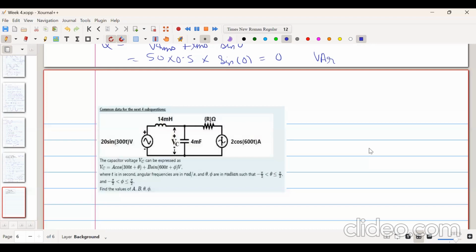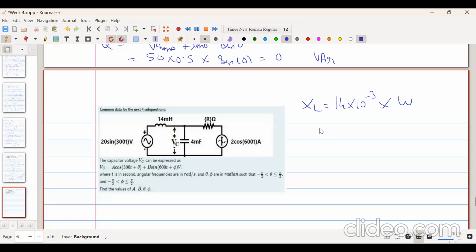It is not allowed. And you know why? Let us consider the impedance XL. XL is 14 into 10 to the power minus 3 into omega. For the voltage source, omega will be 300. For the current source, omega is 600. So the impedance will keep changing depending on the frequency. To consider that effect, we have to analyze the circuit individually for each source, and so we apply the superposition theorem. We cannot apply nodal and mesh here, right? Yes, because the sources have different frequencies.